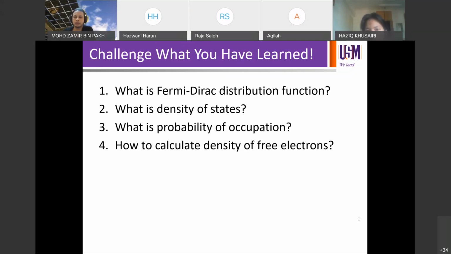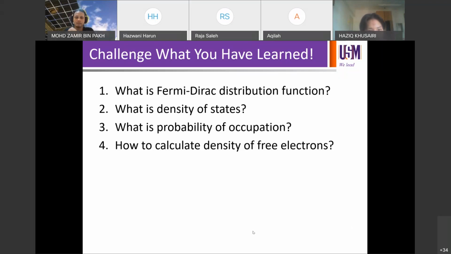So don't be confused with the one on the hole, because the hole will be 1 minus FE. PE equals NVE times 1 minus FE, right? So NVE is the density of states in the valence band times the probability of not occupation, the reverse probability of an electron occupying that state, or 1 minus FE.